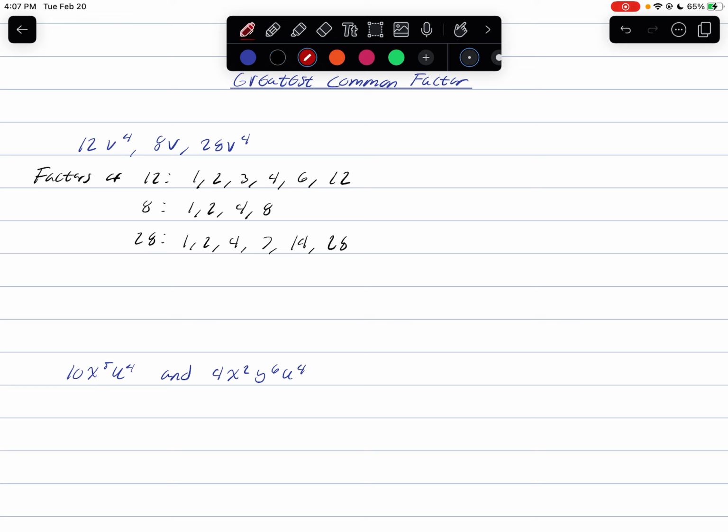So these all have a 4 in common. That's the largest value. They all have a 1, they all have a 2, and they all have a 4, but they don't have anything larger than 4 in common. So we're going to say that 4 is going to be part of our solution.